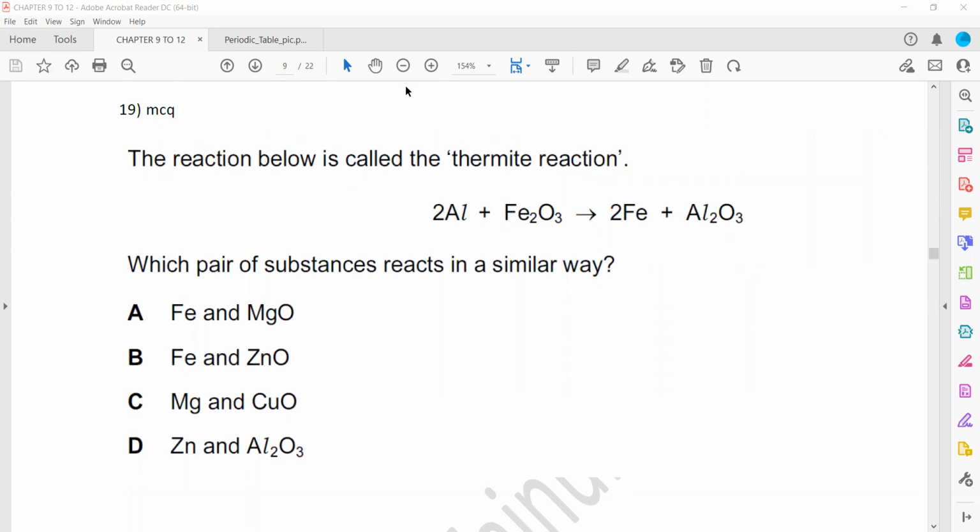The reaction below is called a thermite reaction, in which a pair of substances react in a similar way. As you can see, aluminum is more reactive, so aluminum displaces iron from its compound, forming iron and aluminum oxide. So when we write the reactivity series, we have potassium, sodium, calcium, magnesium, aluminum, zinc, iron, lead, copper, mercury, silver, gold, and platinum.